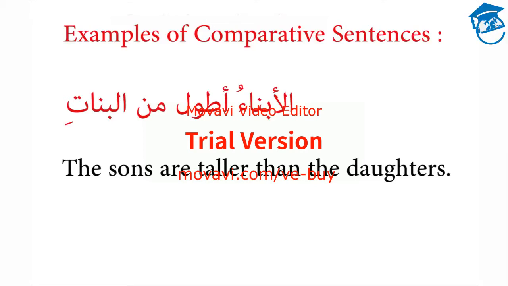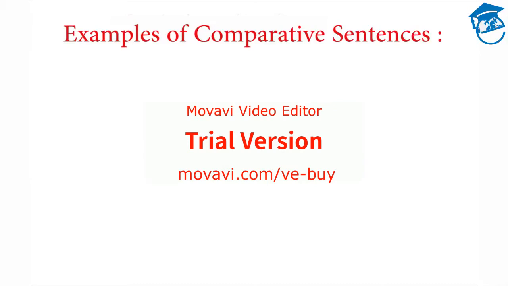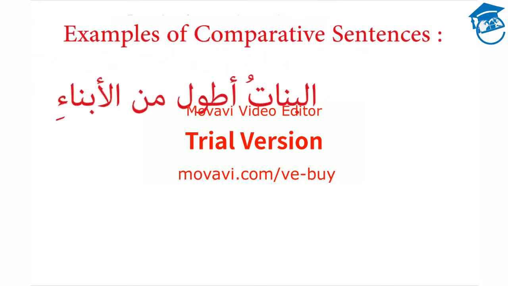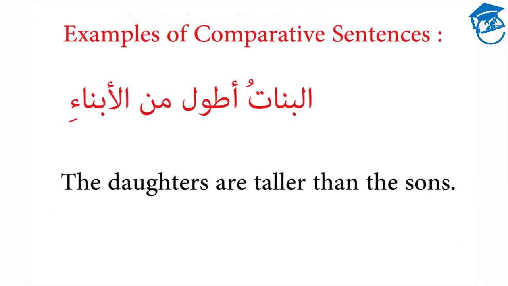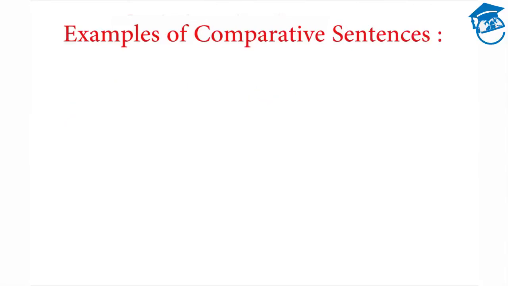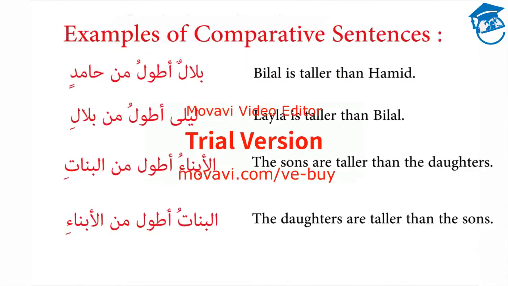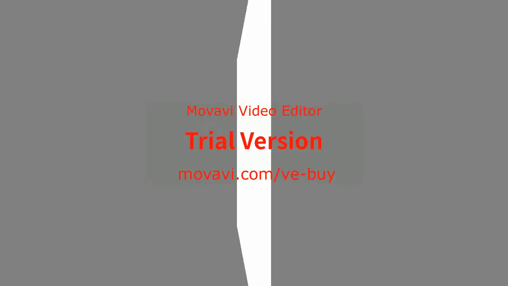Al-abna'u atwalu min al-banati. And in the final example, we have al-banatu atwalu min al-abna'i. The daughters are taller than the sons. In each of these cases, the comparative adjective is followed by the word min, which is translated as "than," taller than.